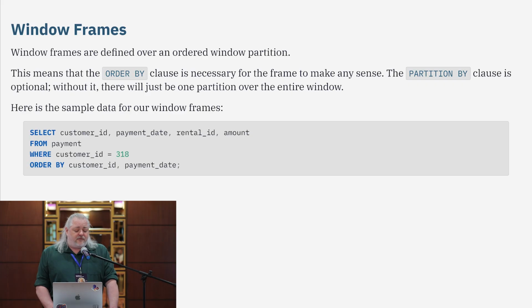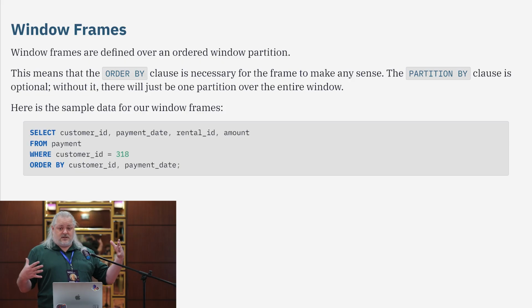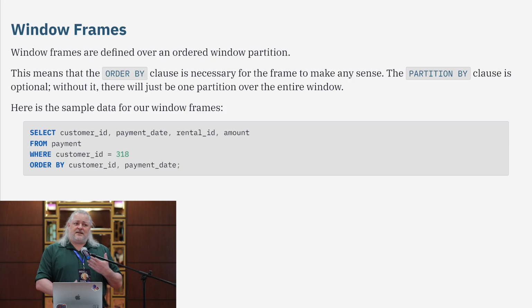Now, a window frame only makes sense if the window is ordered. Sorry, it doesn't have to be partitioned. If it's not partitioned, the entire result set is one big partition. But it does have to have an ordering, because the functions that work on this don't make any sense without an order. So these are required.